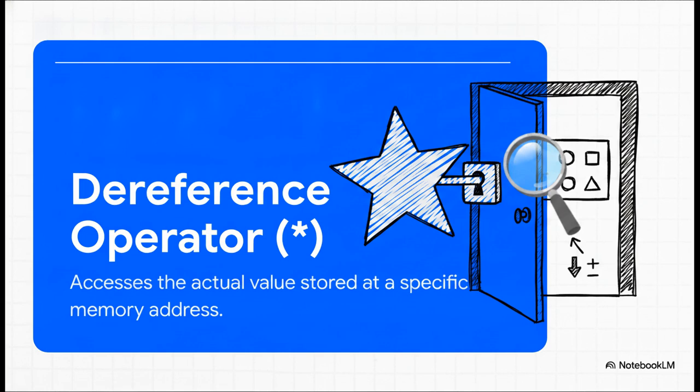Conversely, we have the star, or the dereference operator. Think of this as the key that lets us open the door at that address and access the value inside. When you place a star in front of a pointer, you aren't looking at the address anymore. You're looking at the actual data living at that address. You use this when you want to either read the data or permanently modify it.